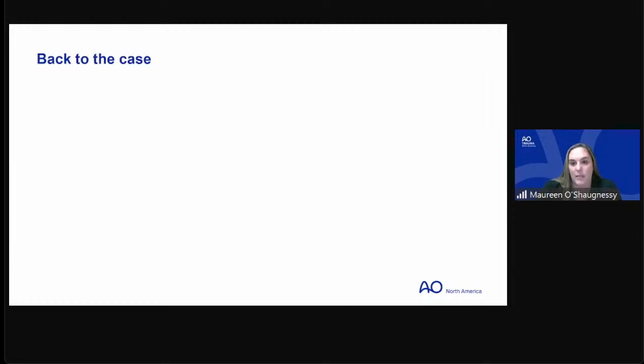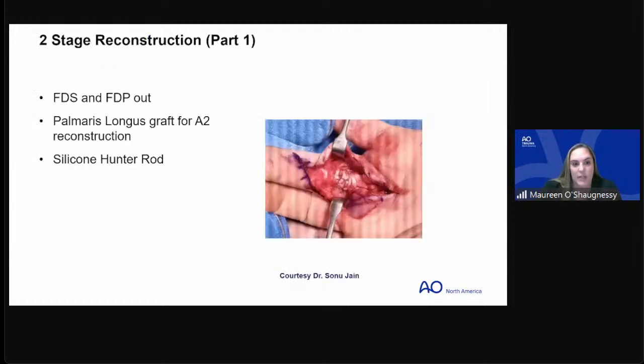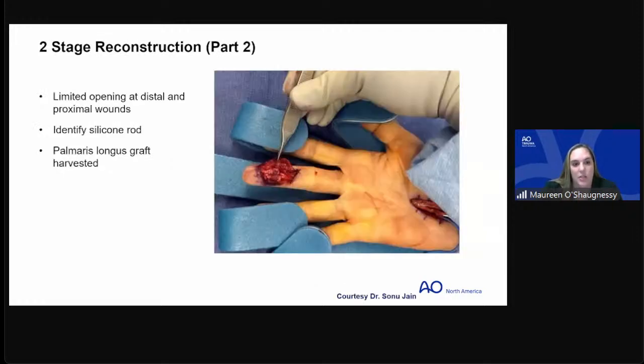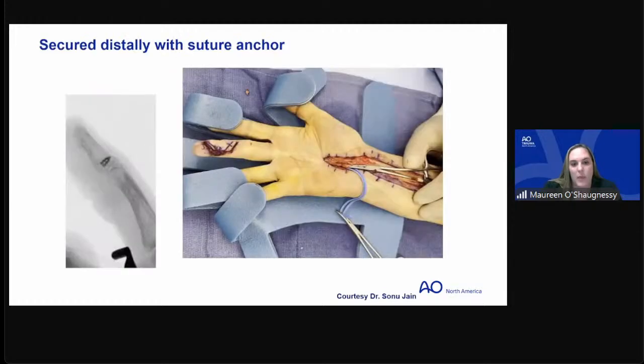So back to our case. Like we said, open the patient up. Both tendons were out. For this patient, we used a palmaris longus graft for pulley reconstruction, a silicone passive rod sutured distally with suture rather than a suture anchor into the bone. At the second stage, limited openings to reconstruct it. Palmaris longus graft was harvested for that reconstruction. And you can see that here in setting distally.